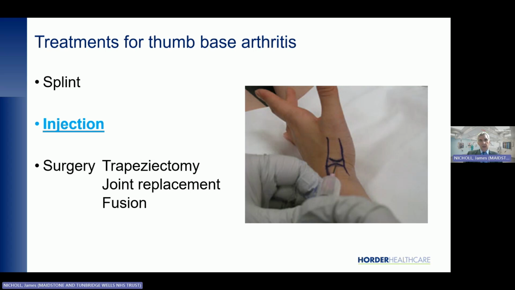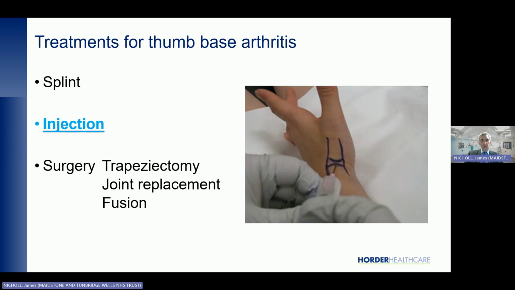So it can be done just by feeling the joint space and guiding the needle in. But more often than not, I'll either ask that to be done under ultrasound guidance, so you can see the joint, you can see the needle going into it, or I do quite a lot myself, just using an X-ray machine. So you can see the joint space, you can see the needle, and then you know that you're doing the injection into exactly where you want it to go.